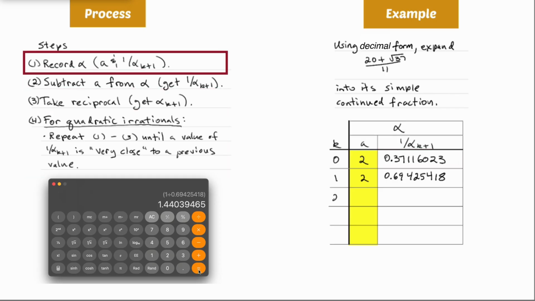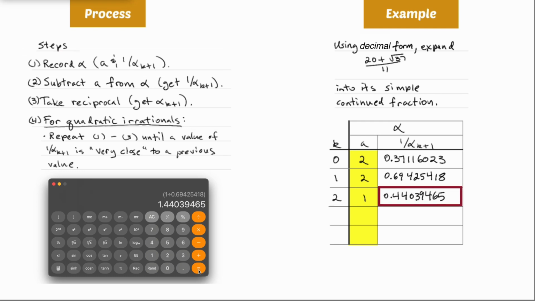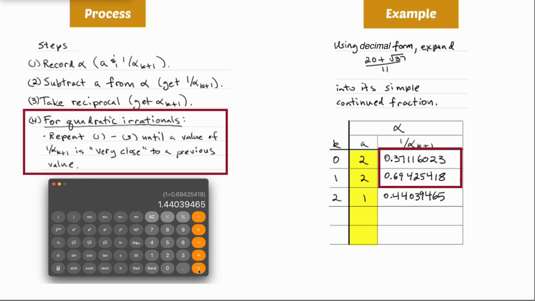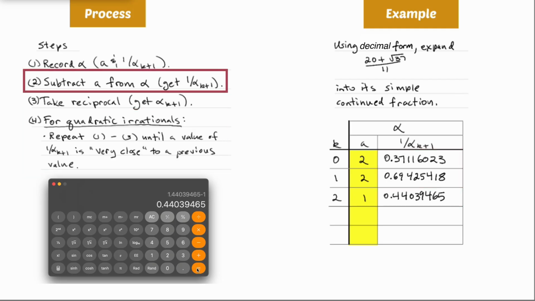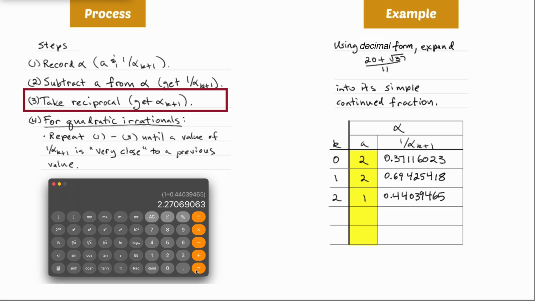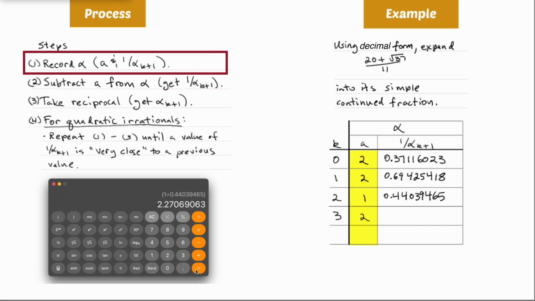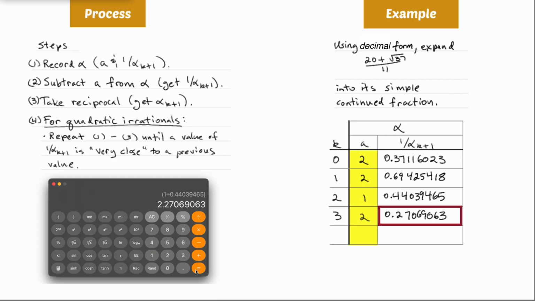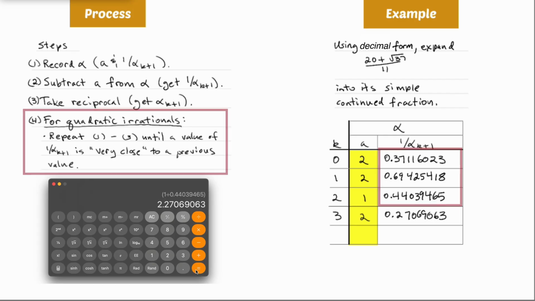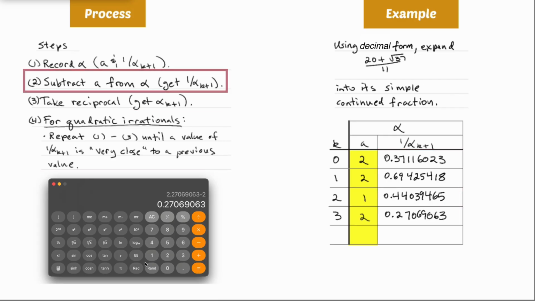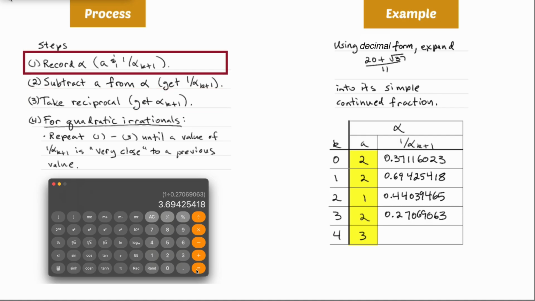In the row for k equals 2, a equals 1 and 1 over alpha sub k plus 1 equals all of this. This value is not very close to either of these, so we keep going. Subtract the integer part a and take the reciprocal. In the row for k equals 3, a equals 2 and 1 over alpha sub k plus 1 equals all this. This value is not very close to any of these, so we keep going. Subtract 2, take the reciprocal. In the row for k equals 4, a equals 3 and 1 over alpha sub k plus 1 equals this.